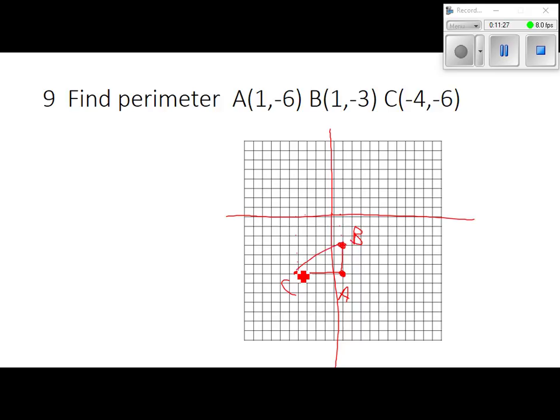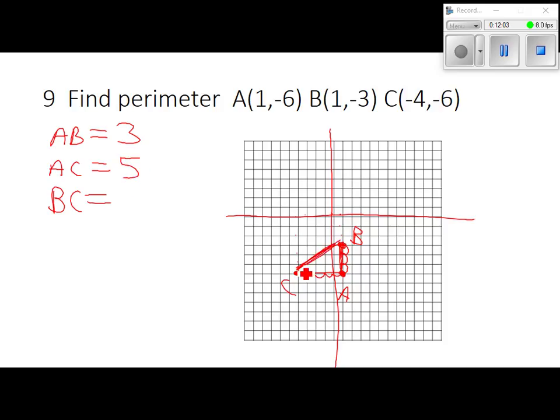To find the perimeter, we need to find the length of all three sides. One of the sides is AB, one of the sides is AC, and one of the sides is BC. So we're going to find the length of all those. Well, AB is pretty easy because it's vertical, and all we got to do is count 1, 2, 3 spaces. So AB is 3. AC is pretty easy because it's horizontal. All we got to do is count 1, 2, 3, 4, 5. So it's 5 units long.